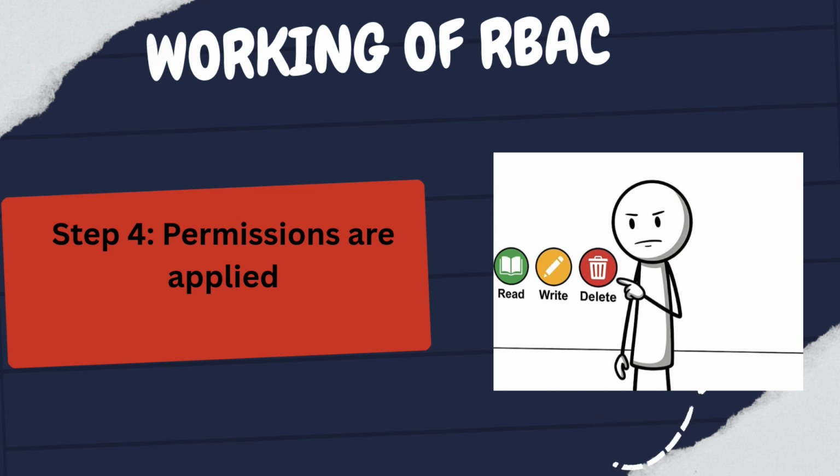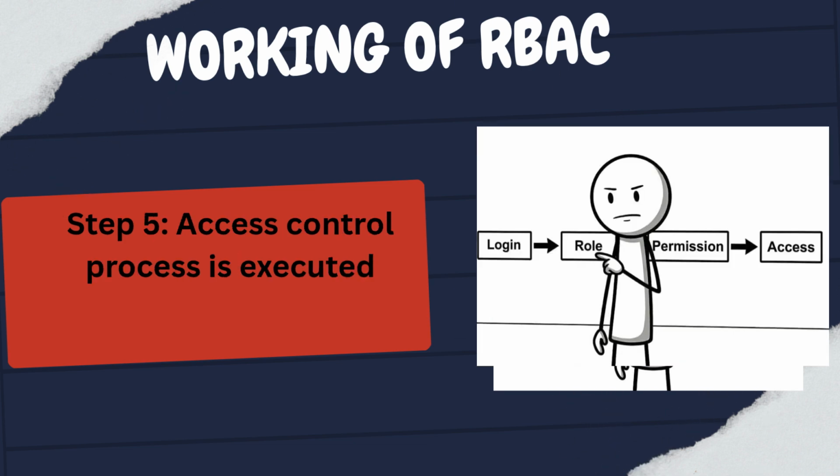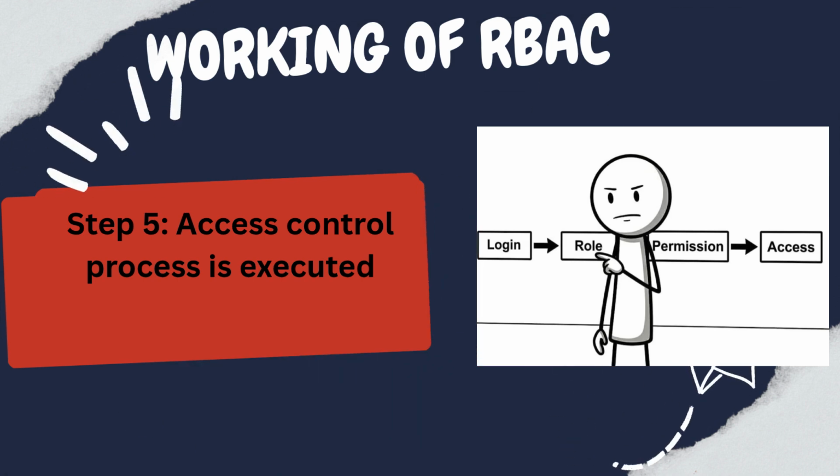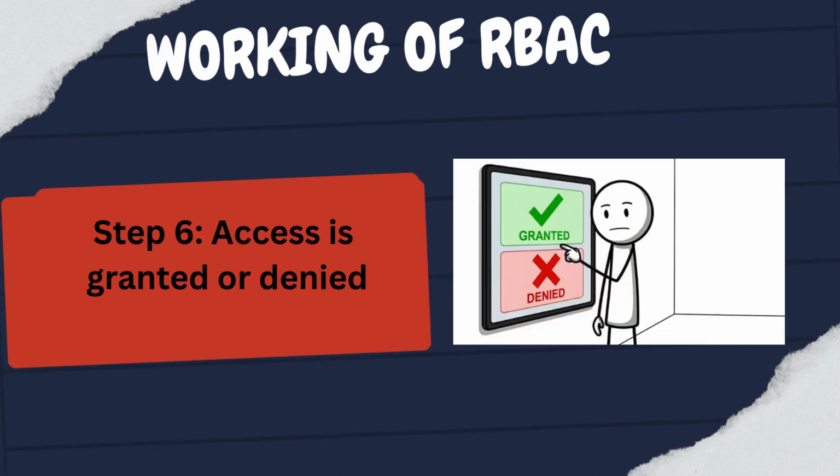Finally, the system checks whether the requested action is allowed. If allowed, access is granted. If not allowed, access is denied. This process ensures secure and controlled access.